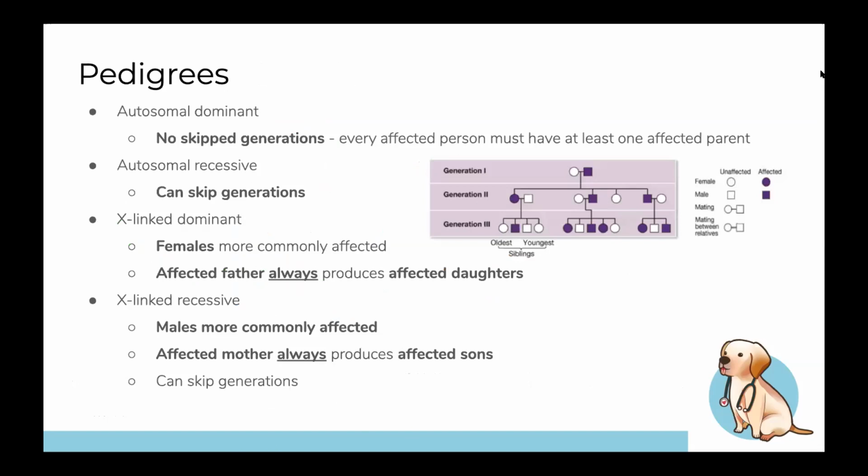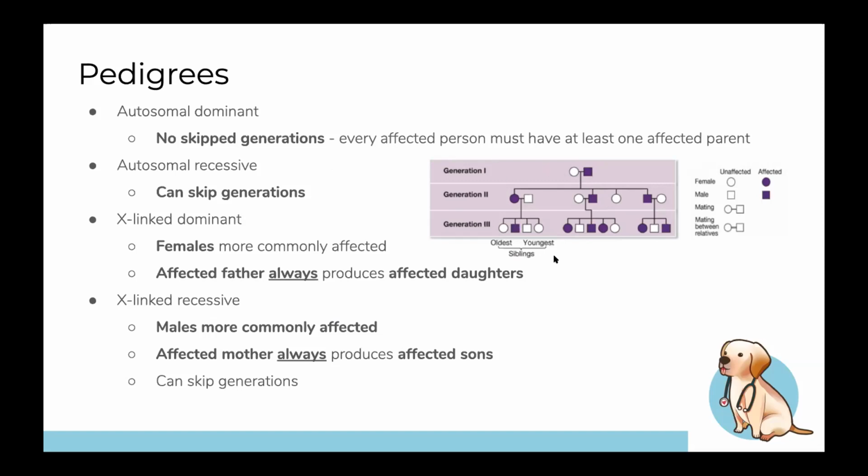Pedigree, so this is what you guys either have covered already or you guys will be talking about a bit more in your active learning next week. So autosomal dominant, you will essentially have no skip generations. Everyone who is affected has to have at least one affected parent. Autosomal recessive, people can be carriers, so it can skip generations.